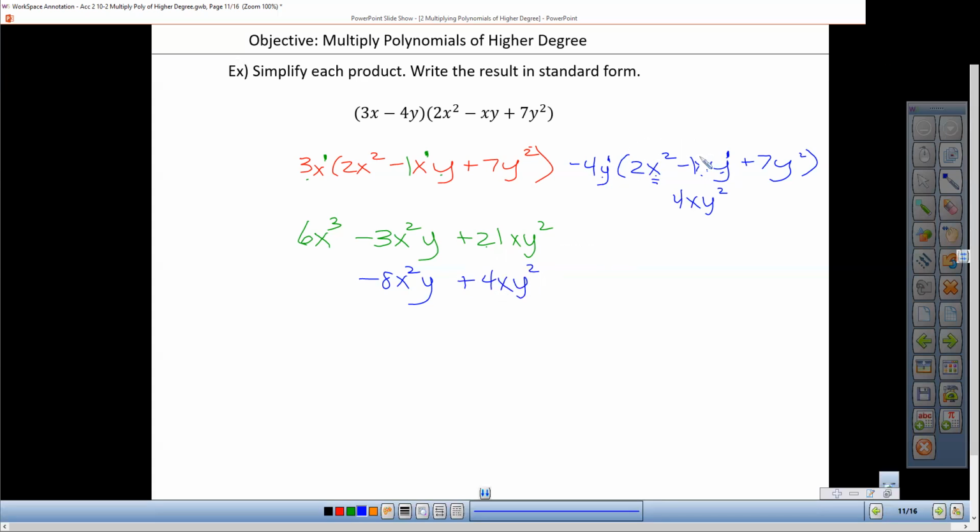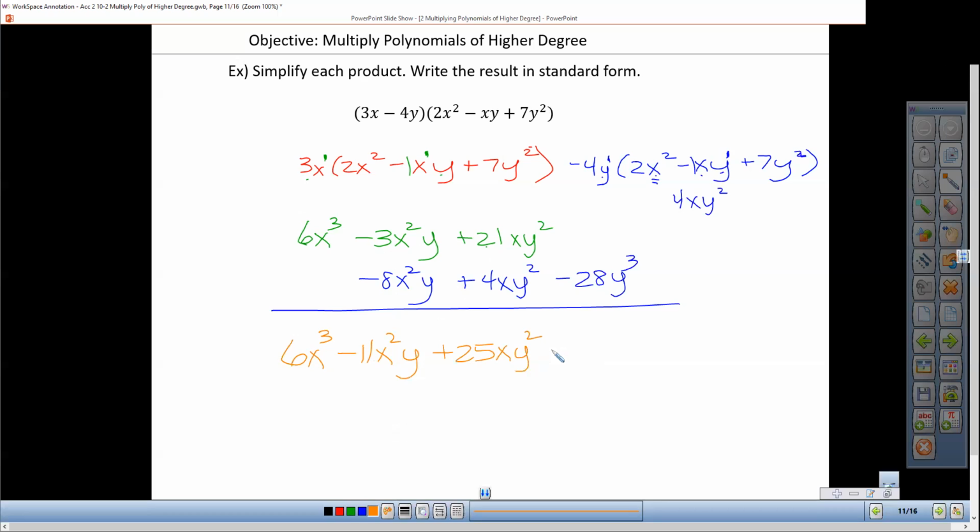And then I take my negative 4y times the 7y squared, and those are both y's, so I can add those exponents. That becomes negative 28y to the third power, or y cubed. So now, combining the like terms that I have, I get my standard form final answer, 6x cubed. Negative 3 and negative 8 is negative 11, x squared y. 21 and 4 gives me plus 25, xy squared. And I end with negative 28y cubed, like so.